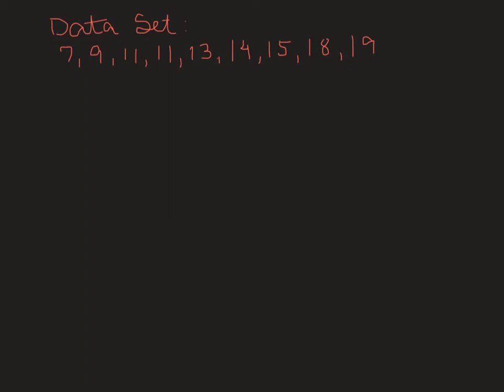The dataset has 9 values, so there is one single value sitting in the middle, which is the median, the second quartile. The second quartile is 13. Notice that there are 4 numbers on the left of the number 13, and also there are 4 numbers on the right side of the number 13.